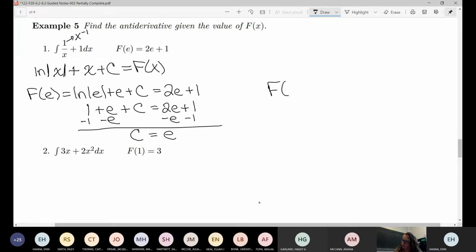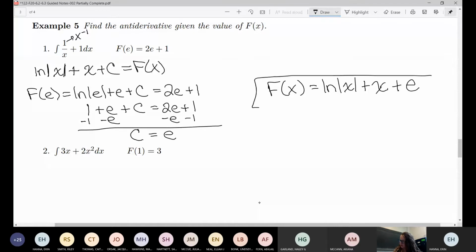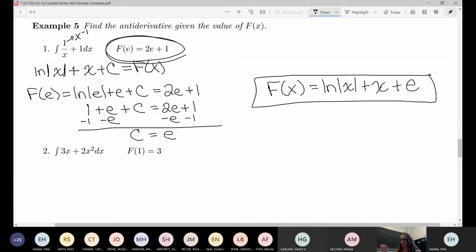So the exact, specific antiderivative we're looking for here is the natural log of the absolute value of x plus x plus e. So here, again, like I said before, the extra value that we were given didn't give us c. We had to actually solve for it this time, in a little bit more algebraic terms than the last two.